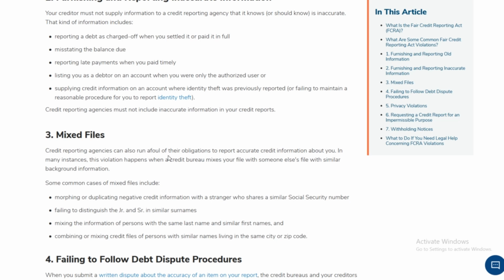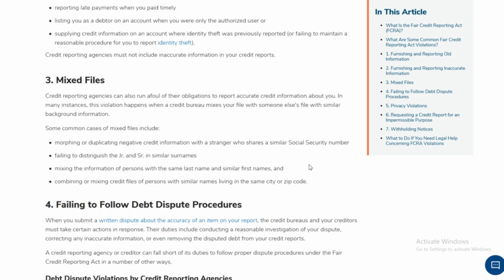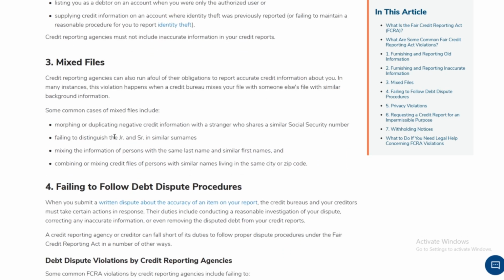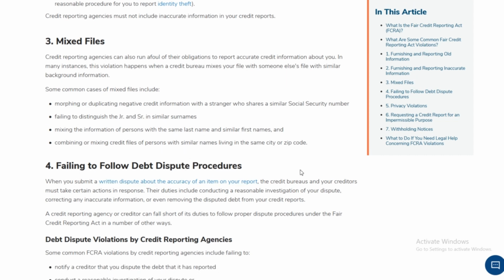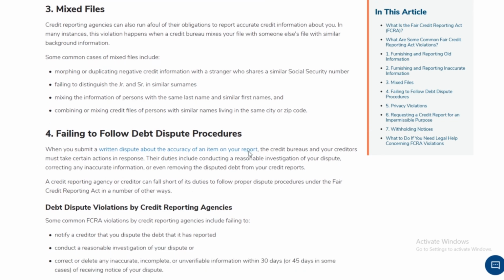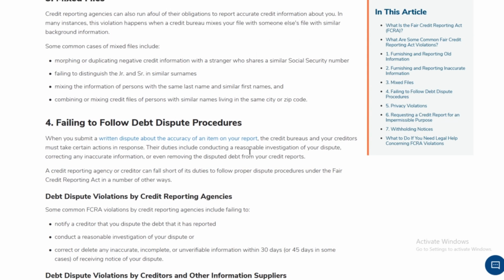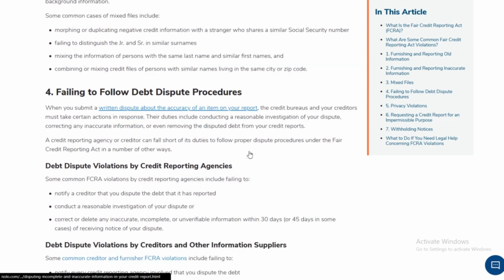Number 3 is mixed files. Some common cases of mixed files, which is also a violation, include merging or duplicating negative credit information with a stranger who shares a similar social security number. It could fail in distinguishing between junior and senior and similar surnames. It could mix the information of persons with the same last name and similar first names, and combine or mix credit files of persons with similar names living in the same city or zip code. If any of these happen, it will count as a violation.